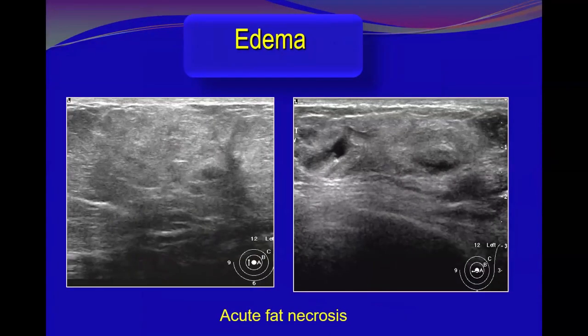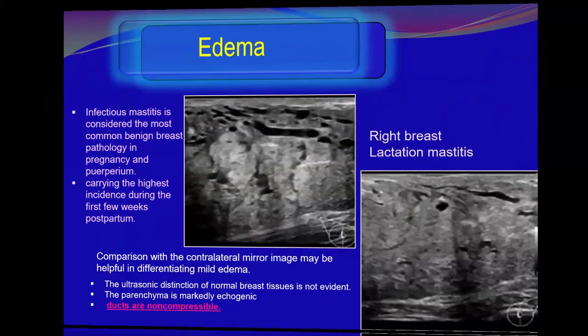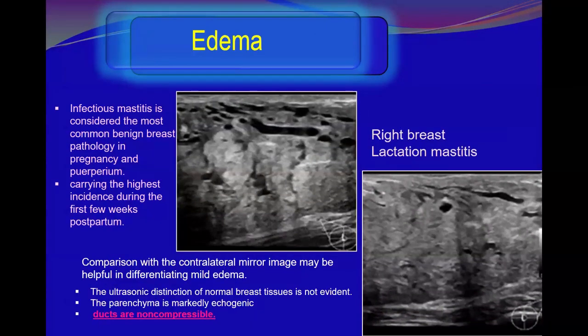This is my patients of acute fat necrosis presenting with diffuse edema, 2 cases. And this is also my patients having lactational mastitis. Because of the active lactating breast, the right and left might look a little bit similar. But if we concentrate and compare, there are some subtle features that differentiate the conditions.